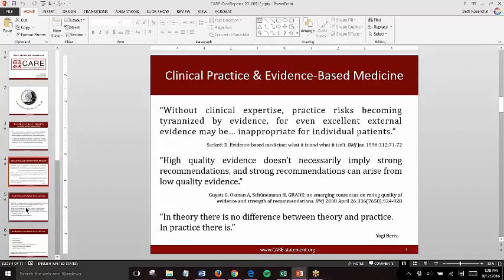And then Gordon Guyatt, who's at McMaster in Hamilton, Ontario, and has developed a system for translating research evidence into practice recommendations called GRADE, has pointed out that high-quality evidence does not necessarily imply strong recommendations, and that strong recommendations can arise from low-quality evidence, or we could say case reports. And then in a wonderful quote I discovered recently from Yogi Berra, in theory there is no difference between theory and practice, but in practice there is. So next slide.